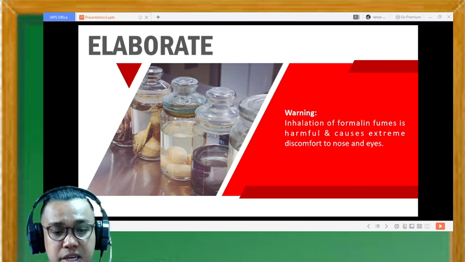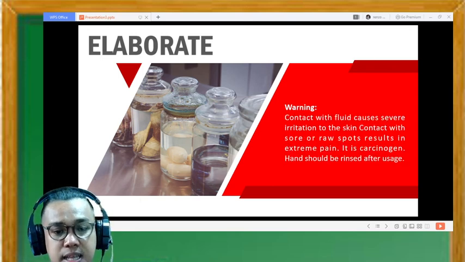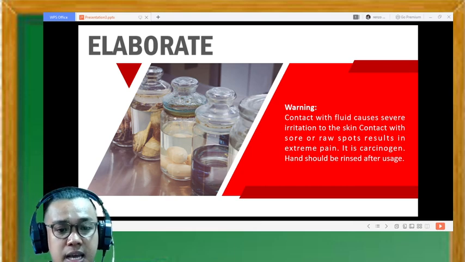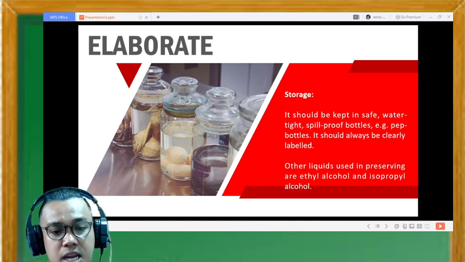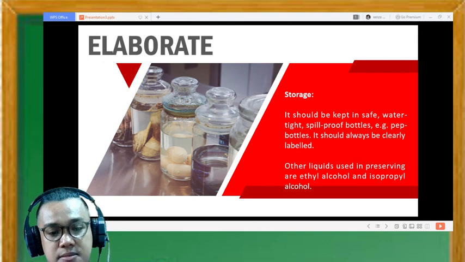Also, we have a warning when we are using formalin. Inhalation of formalin fumes is harmful and causes extreme discomfort to the nose and eyes. Also, contact with fluids causes severe irritation to the skin. Contact with sore or raw spots results in extreme pain. It is a carcinogen and should be rinsed after usage. And this is how to store it.